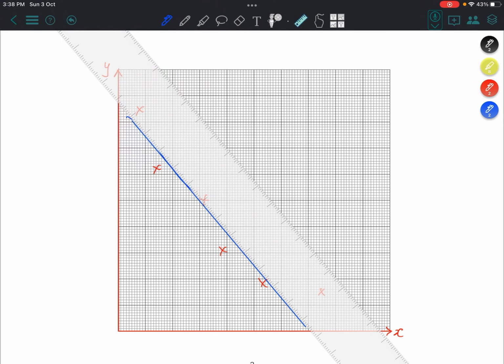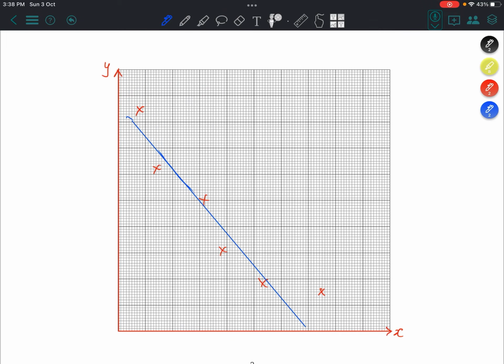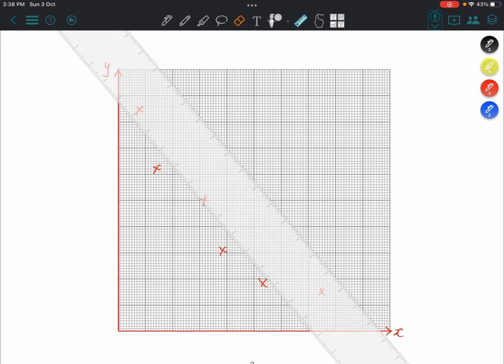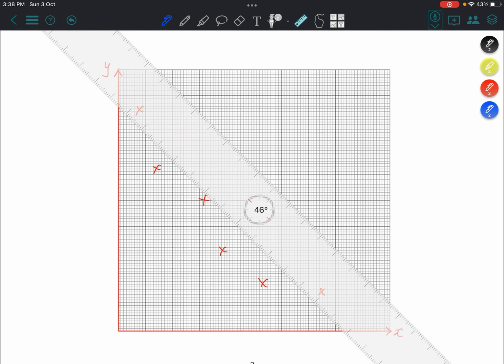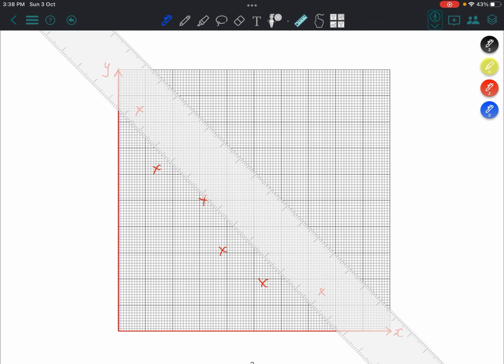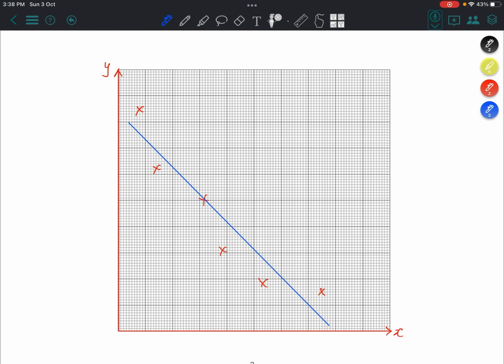then that will be considered wrong because you're totally ignoring this point over here, and the trend is going this way. So that will not be the best fit line. Our best fit line has to take into consideration all points. So this might be a better choice for your best fit line.